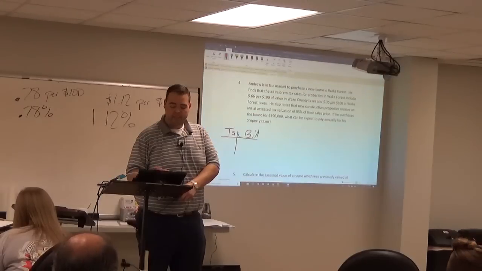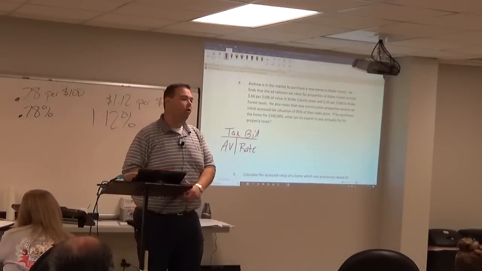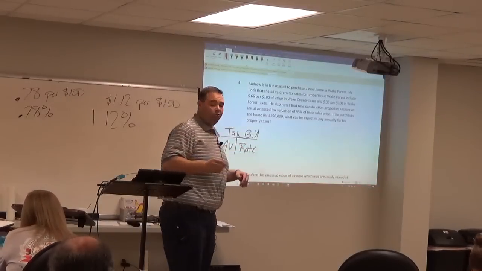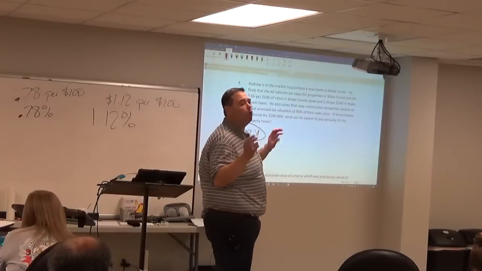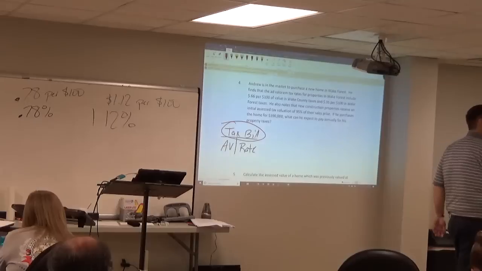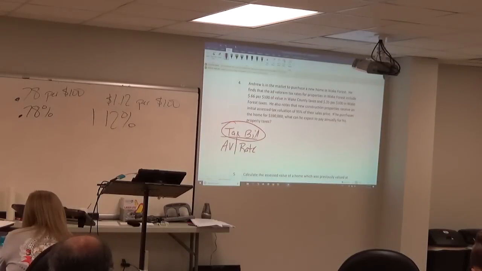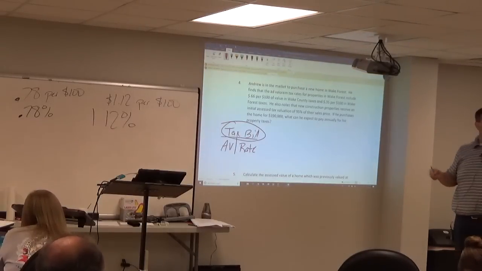And I know that has tax bill on the top with assessed value and rate on the bottom. And circle the thing I'm looking for, which is the tax bill. So now, before I go back and start looking into all those words, what two things am I on the hunt for here? What do I need to know in order to answer this question? I need to know the rate, and I need to know the assessed value. Is everybody good on that?